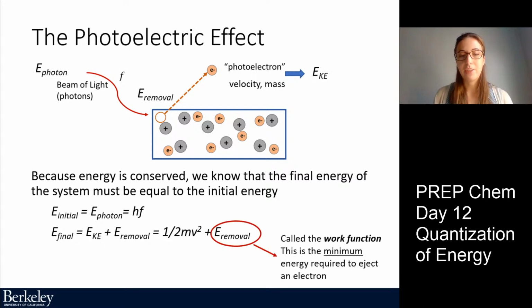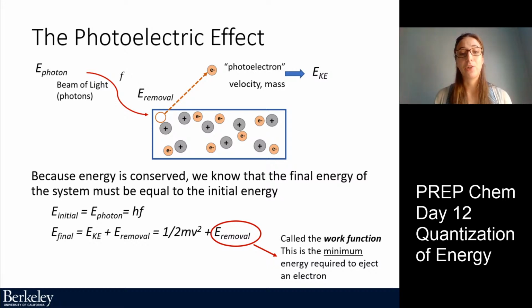And just a quick definition, this term that I've denoted as energy of removal is called the work function. This is the minimum energy required to eject an electron, and this is characteristic of different kinds of metal. Every single metal will have a different work function. But the work function is just a fancy way of saying the amount of energy that's required to actually remove an electron from this material.